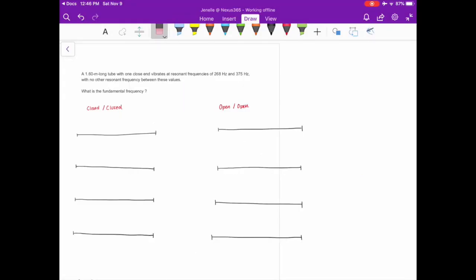A 1.6 meter long tube with one closed end vibrates at resonant frequencies of 268 Hz and 375 Hz, with no other resonant frequency between these values. What is the fundamental frequency?